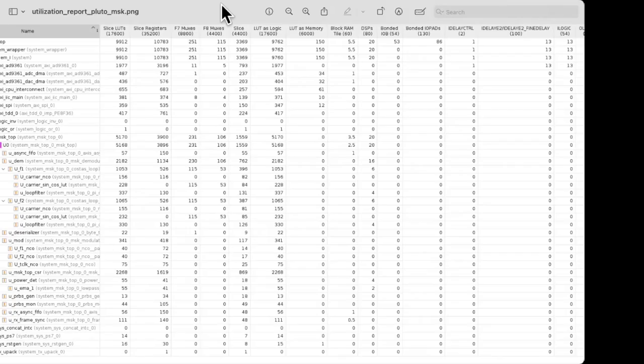Right now, MSK top consumes about 5,200 LUTs. In the Xilinx universe, you have a total on the 7010 of about 17,000, and 5,000 of them are the MSK top. However, 2,300 of them, rounding up, are consumed by the configuration and status registers.